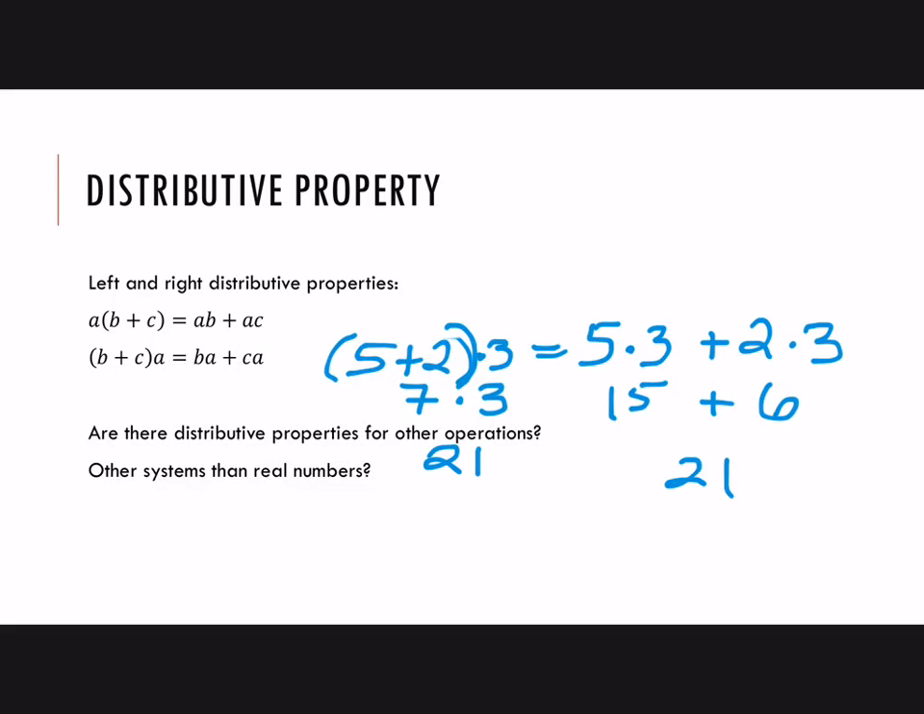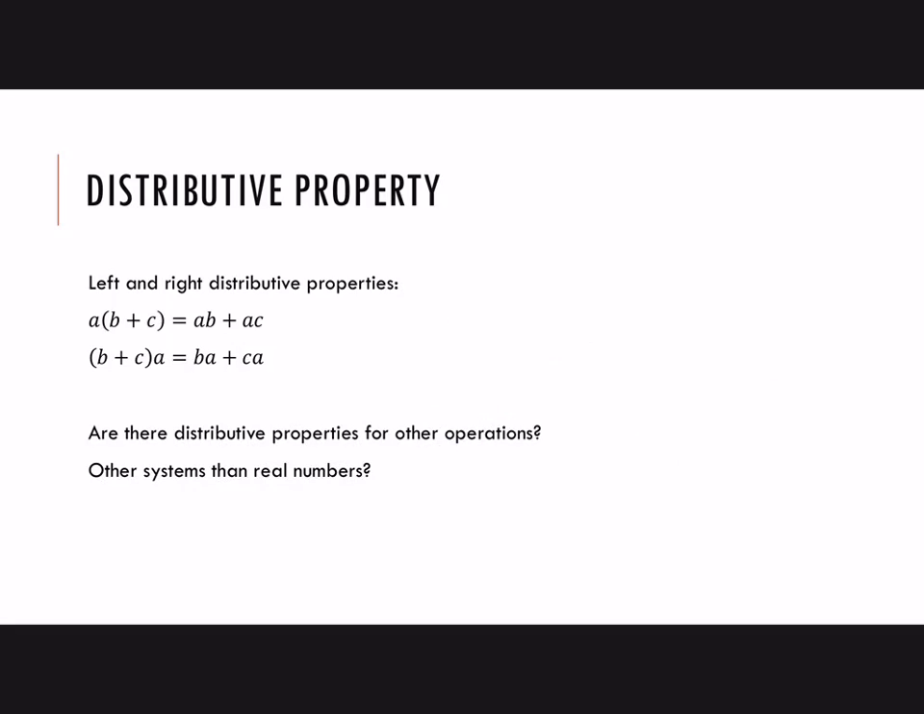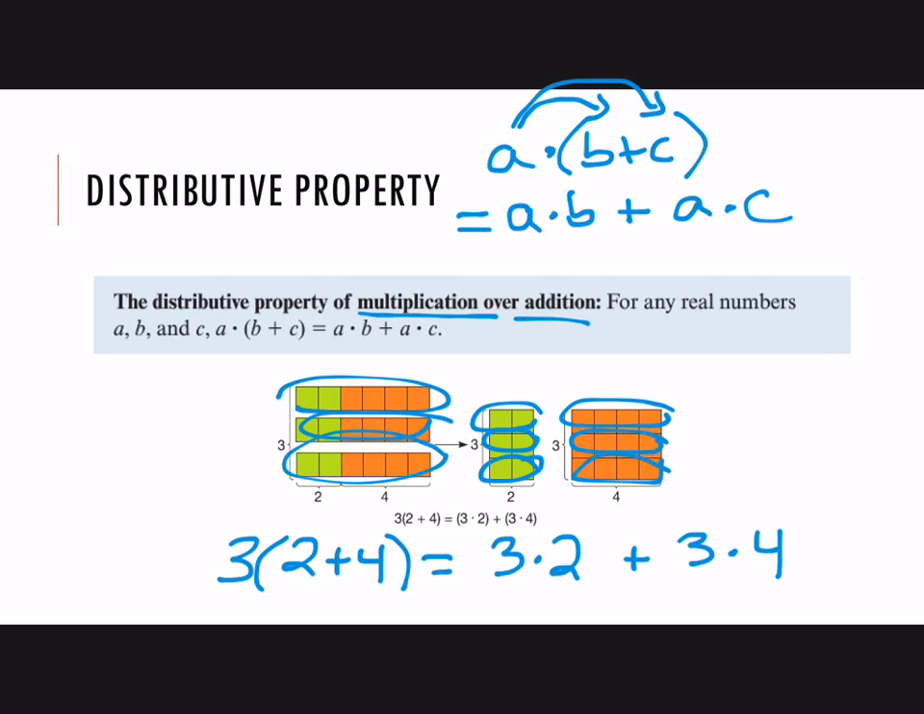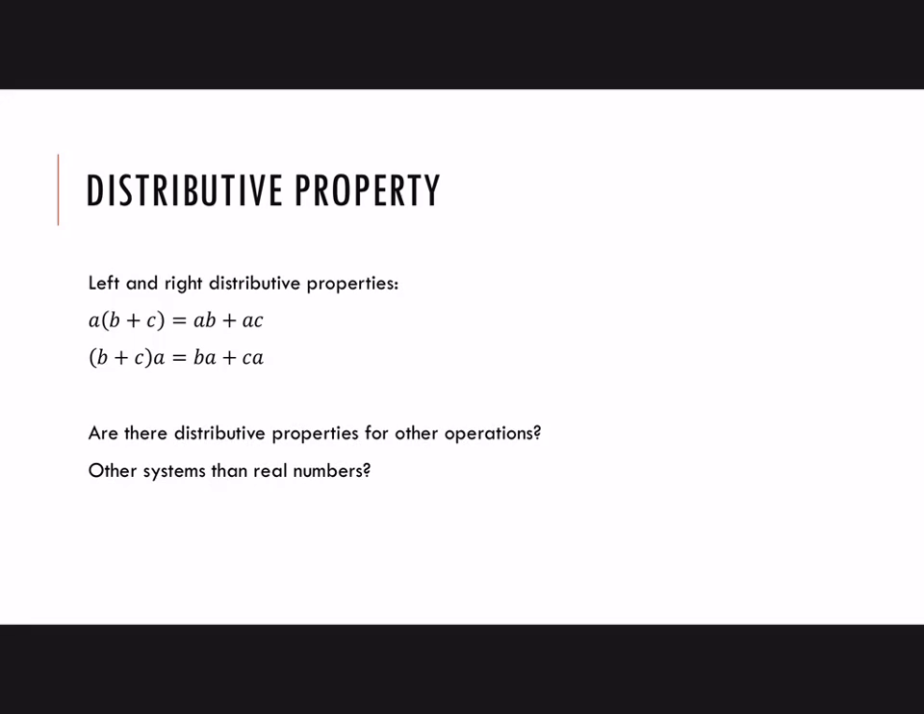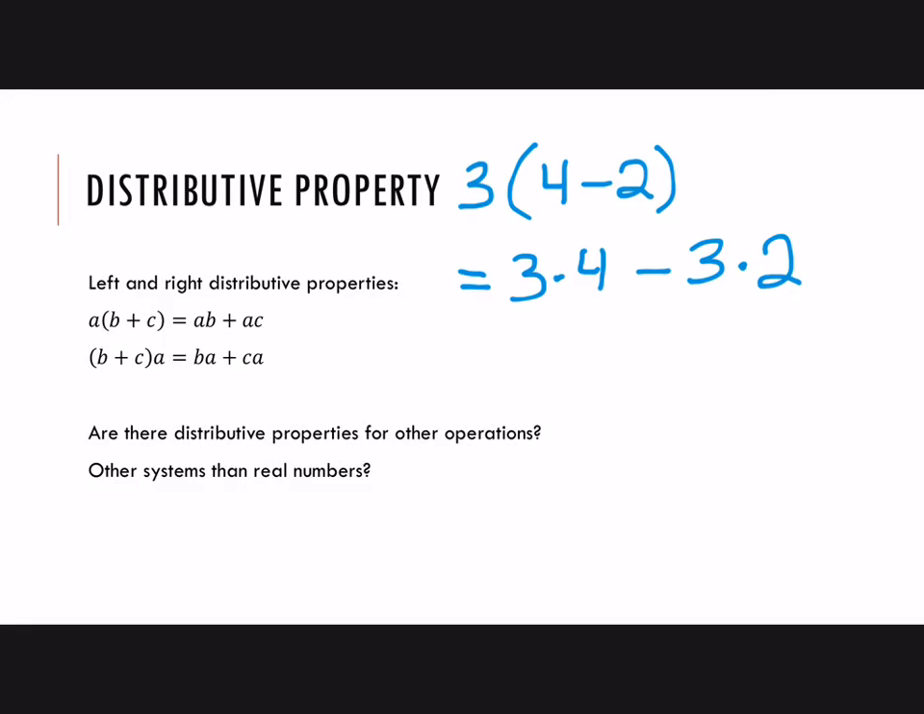Are there distributive properties for other operations? So far we've only talked about the distributive property for multiplication over addition. We actually haven't even talked about multiplication and subtraction, but you've probably used this one before as well. So for instance, if we had 3 times the quantity 4 minus 2, is it okay to make this 3 times 4 minus 3 times 2? That would be the distributive property for multiplication over subtraction. And that one does work. It's a really easy proof to show this.